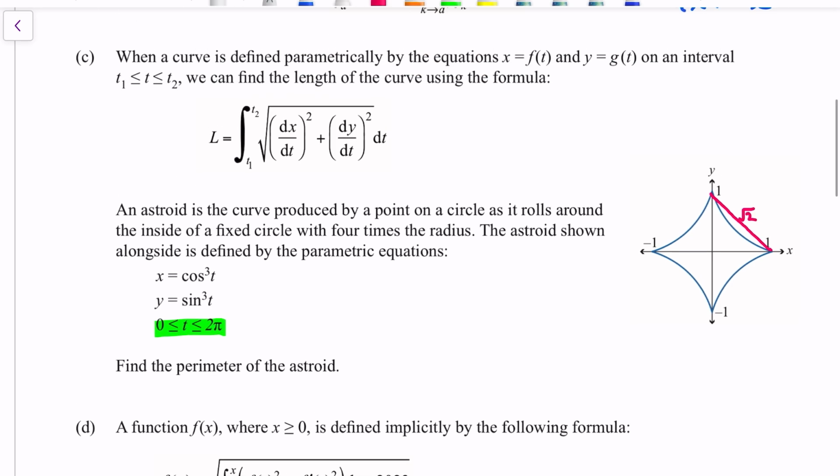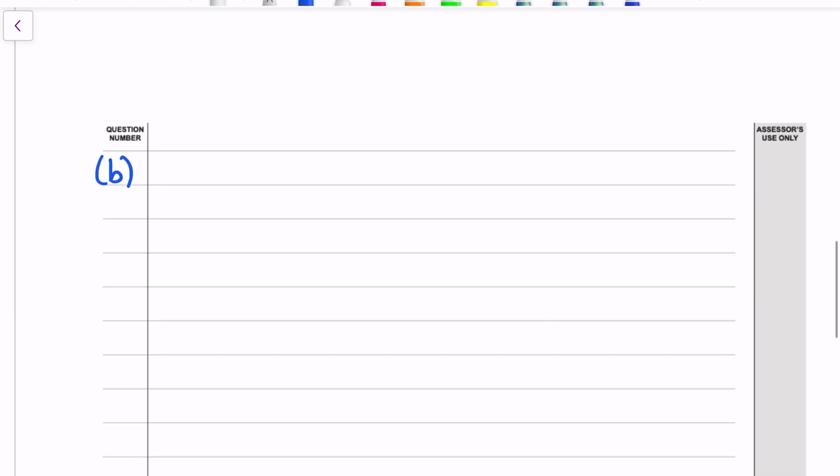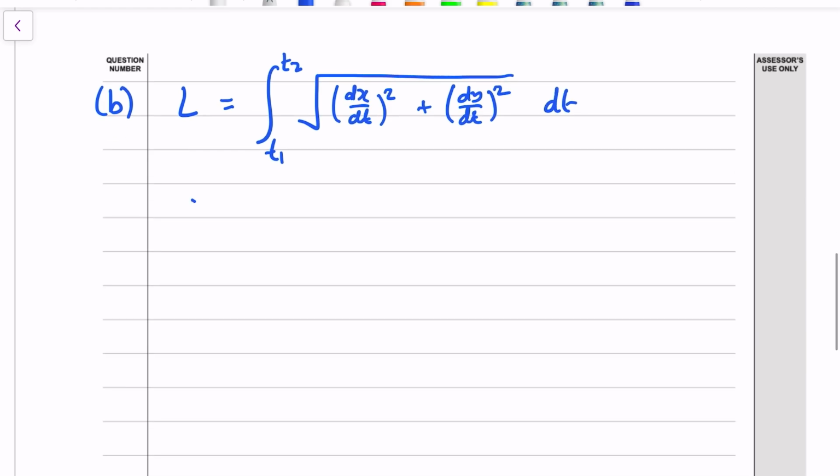Okay, so we need to take this integral and substitute derivatives into it. We'll talk about the limits in a sec. So L equals the integral from t1 to t2, square root of (dx/dt) all squared plus (dy/dt) all squared, dt. Now x was equal to the cosine of t all cubed. It was written as cosine cubed t, but that's what that means. The y value was sine of t all cubed.